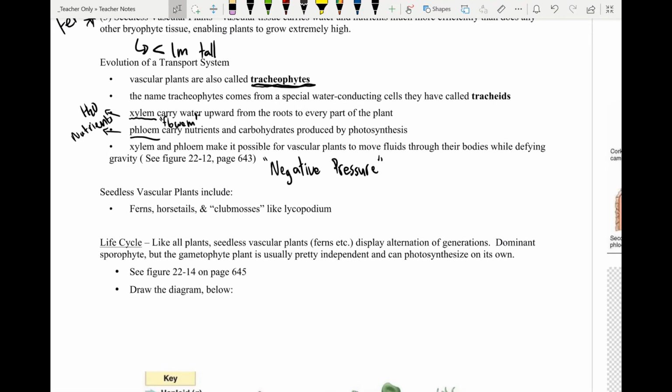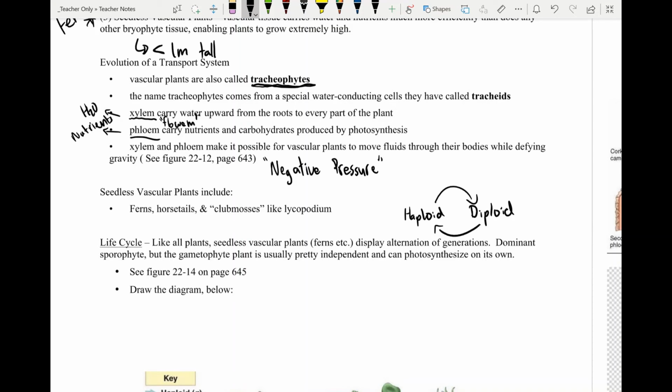First up, the life cycle of these seedless vascular plants. So like all plants, they have this alternation of generations. So this sort of haploid, diploid cycle.